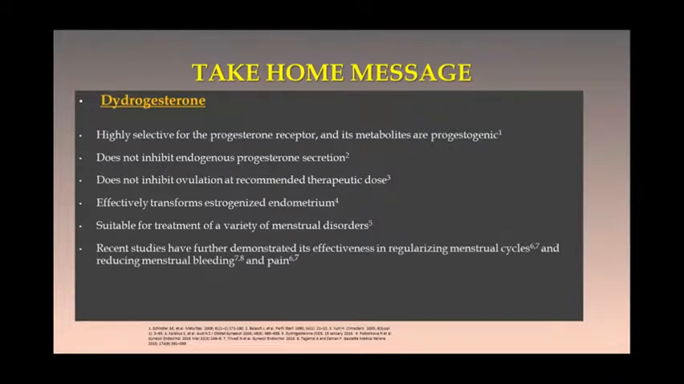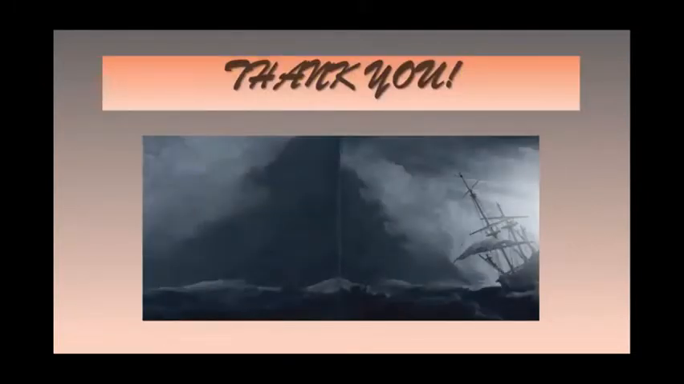Dydrogesterone is a selective progesterone receptor agonist, and that's where it is unique with its metabolic effect as a progesterone, and it does not inhibit the natural cycle of the woman. Hence, it can be used prior to conception and after being pregnant, and it does not inhibit ovulation at the recommended dose. It effectively transforms the endometrium, as I illustrated in the studies on the postmenopausal woman, and it's suitable for treatment in almost all the phases of the reproductive age. And recent studies have shown, as I showed you, that it is effective in regularizing, minimizing the bleeding, and dealing with dysmenorrhea.